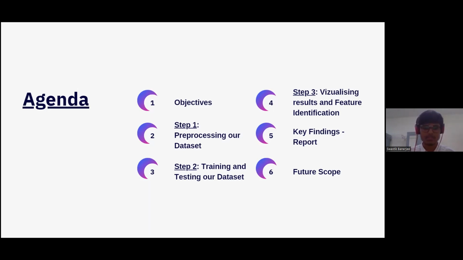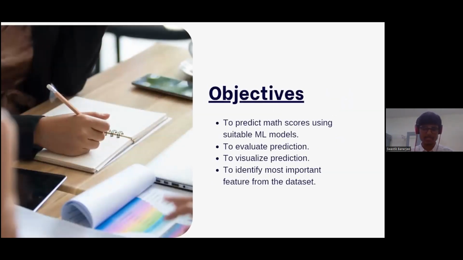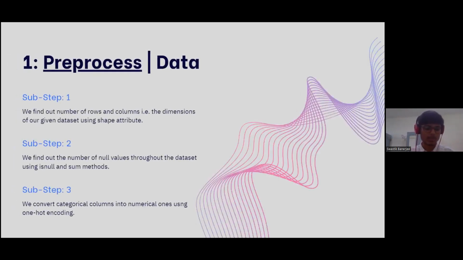As I mentioned before, our objective is to predict the math scores using suitable ML models. We would use three supervised classification algorithms to evaluate our prediction: the decision tree, the random forest, and logistic regression. We would visualize our prediction. And the third thing we would do is identify the most important feature from the data set. So these are the three objectives that we have.